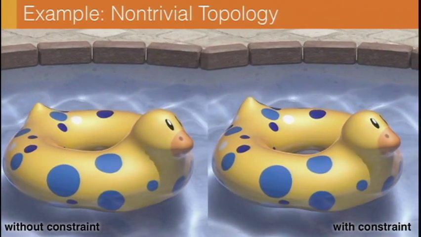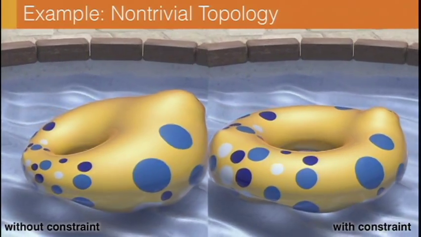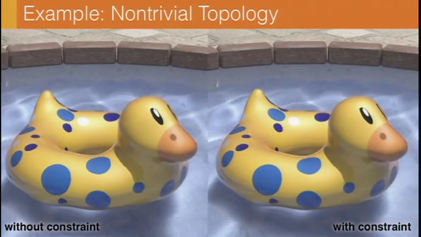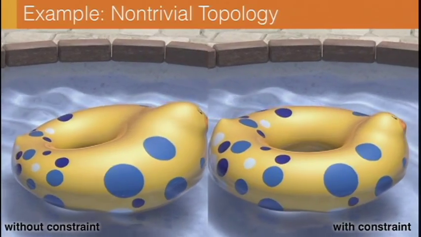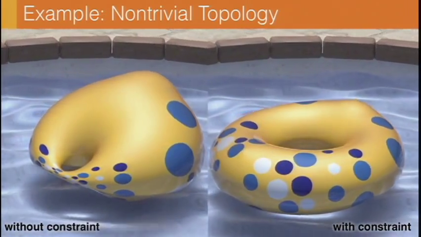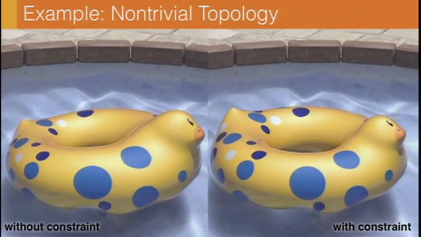Here's an example of what happens without this constraint and with this constraint on the right. So on the left, we compute this solution without this constraint and sort of force the surface to go back together in a least squares sense. And what you see is that doesn't work very well. We get this distortion of the texture and the geometry. Whereas on the right, the surface flows to this nice round torus.